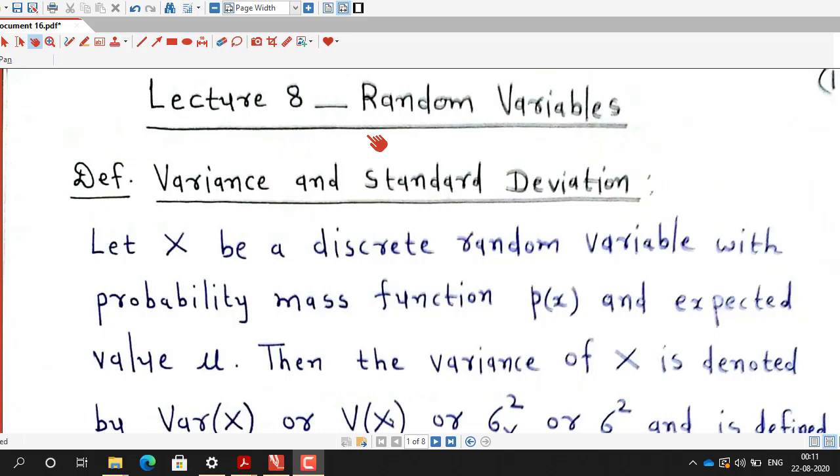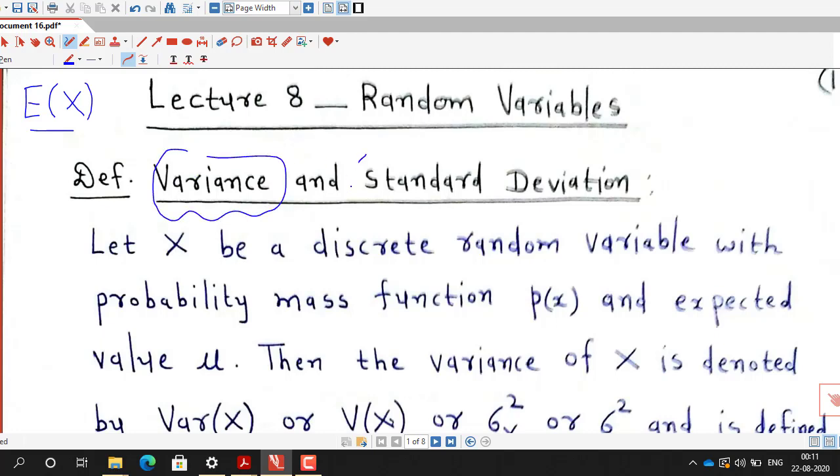In previous lecture we have discussed how to find out mean or expected value of a discrete random variable. Today we are going to discuss variance and standard deviation of a discrete random variable.